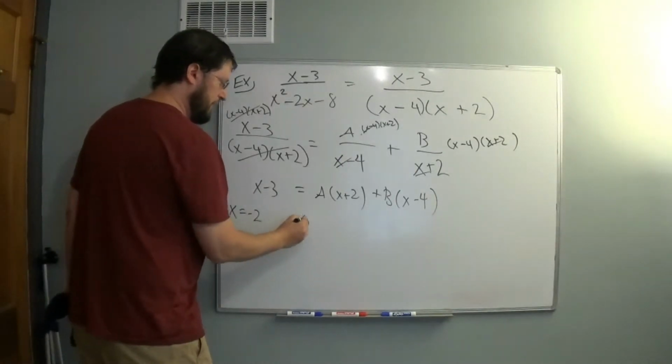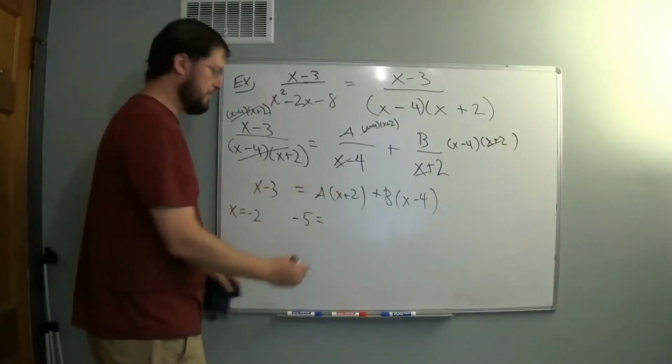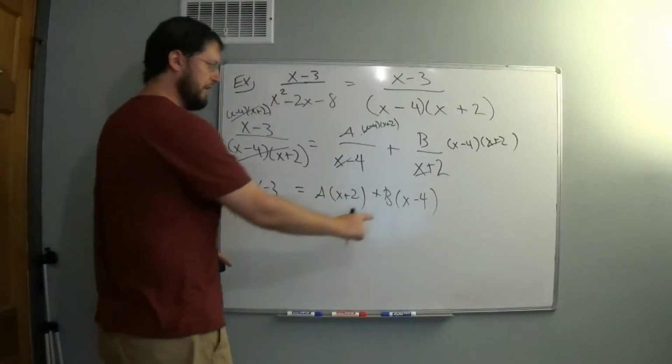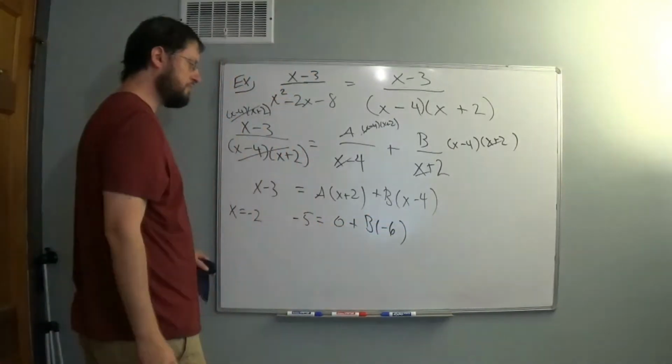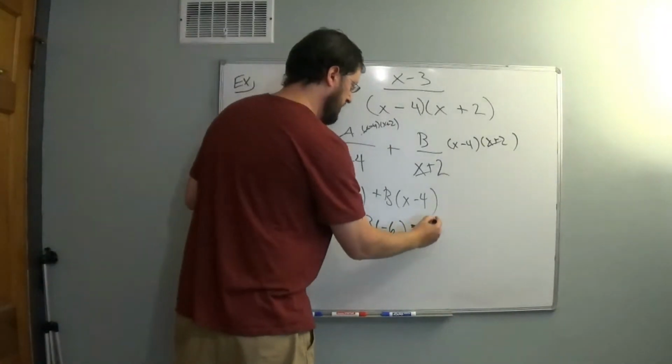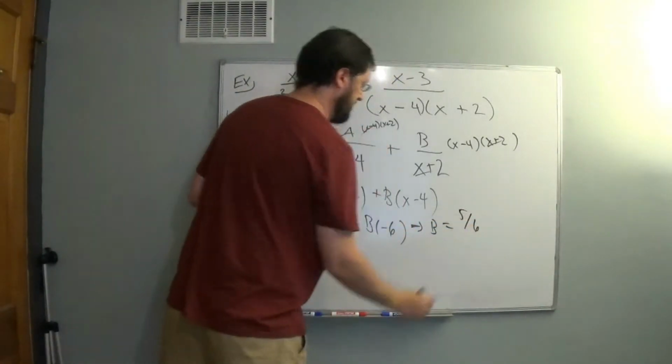Negative 2 minus 3 is negative 5. This one goes away to 0. Putting negative 2 in for this makes 0. Putting negative 2 in here makes b times negative 6. So that tells me that b is negative 5 over negative 6, which is positive 5/6.